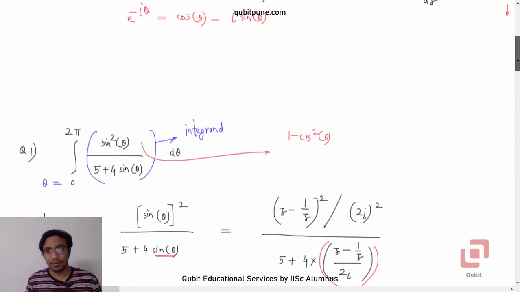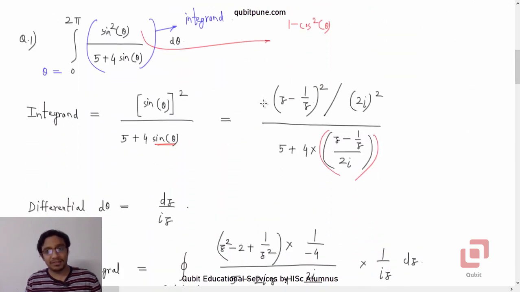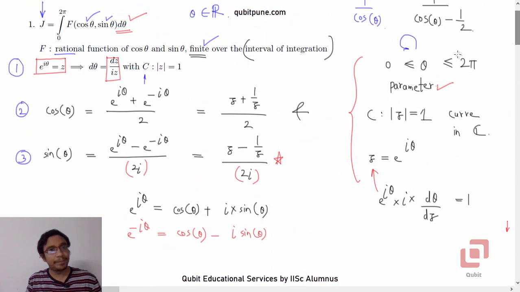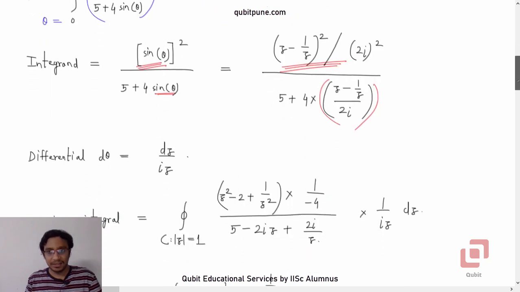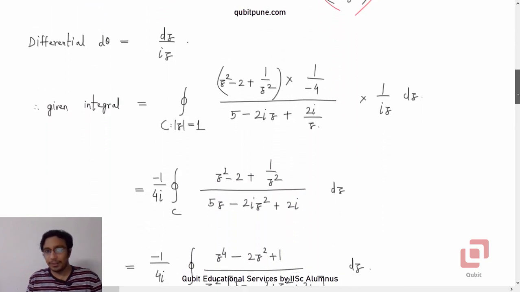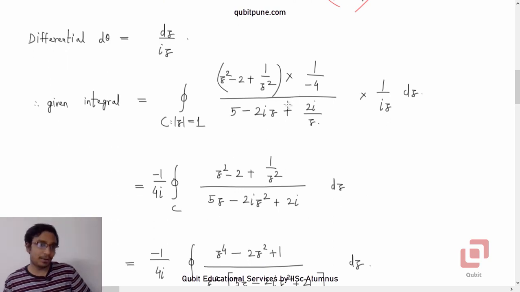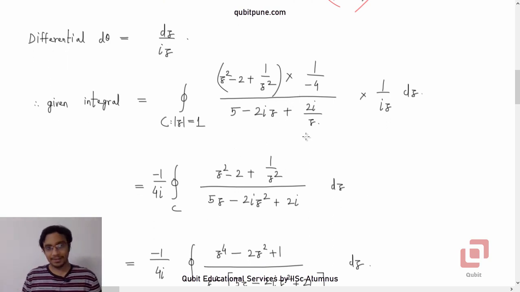Z minus 1 upon z upon 2i, and write its square in the numerator, which is sine squared theta. Okay, z minus 1 upon z squared divided by 2i squared. Okay, last thing is the differential d theta, which is dz by iz. Okay, so once we convert everything into z and dz, we are now set to apply the residue theorem. Okay, now you may get a bit complicated rational functions, but well, we have to now deal with them.